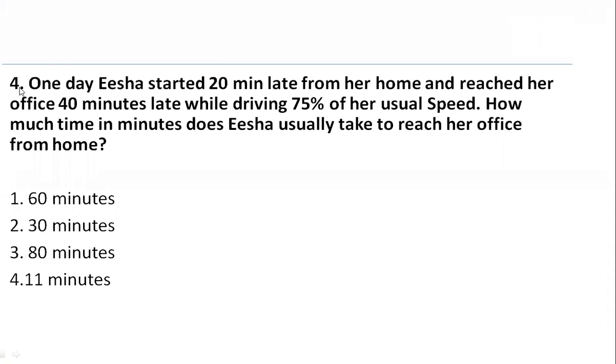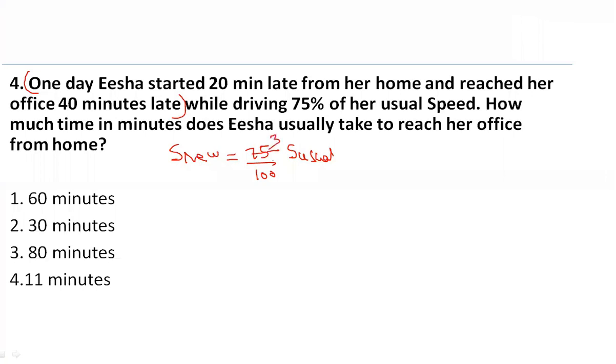So one day Isha started 20 minutes late from her home and reached her office 40 minutes late. This is the first part of the question. While driving 75% of her usual speed, how much time in minutes does Isha usually take to reach her office from home? We know the other part, right? The new speed is equal to 75% of the usual speed.